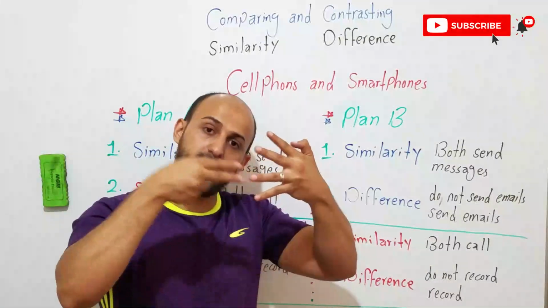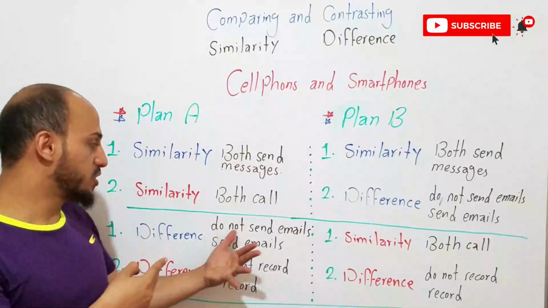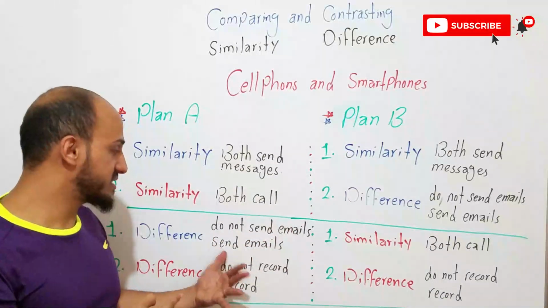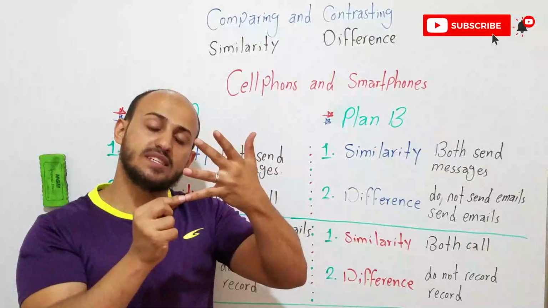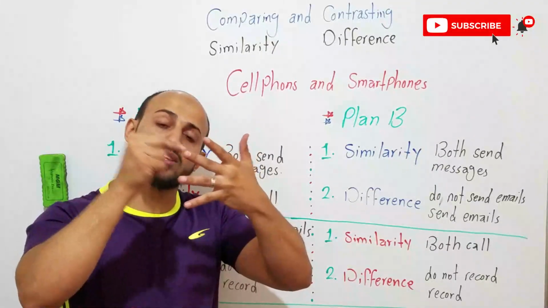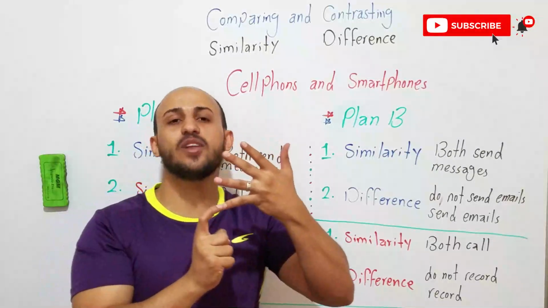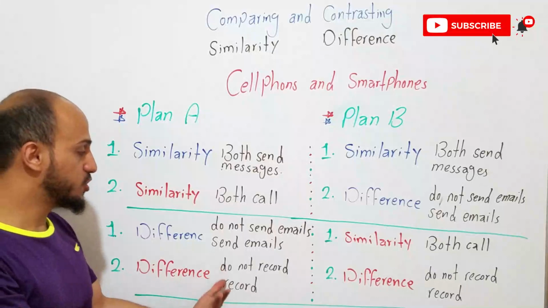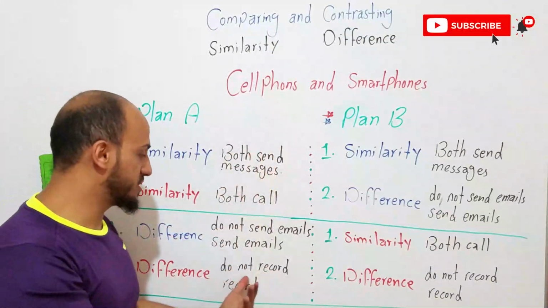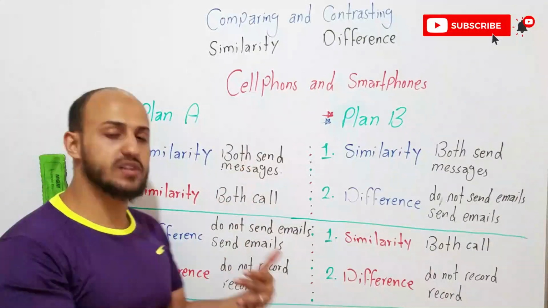Now the difference number 1 must be what? About both of them, the difference in sending messages. So you will say here, don't send emails. Here, send emails. So this is number 1. Difference number 2 is about similarity number 2. What is the point? Call. So you will talk about the difference in calling. Okay? So what you will say? You will say cell phones don't record. However, smartphones record.